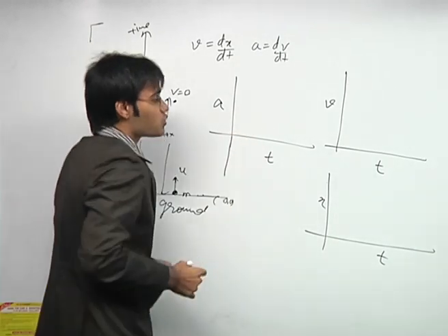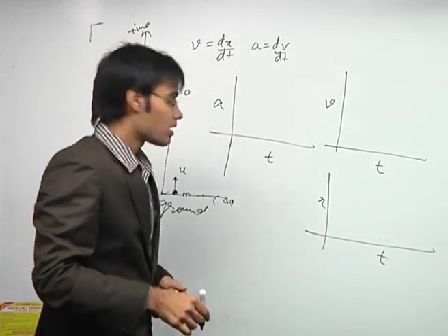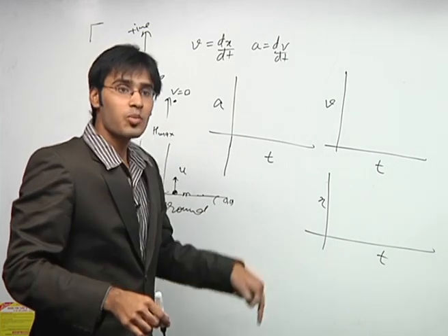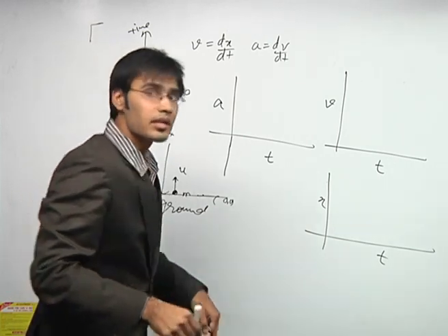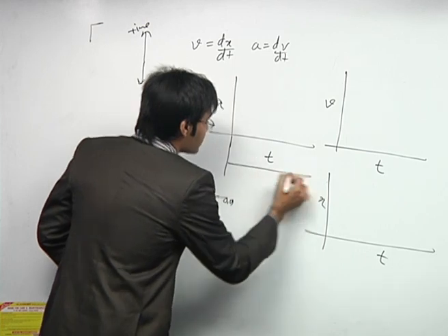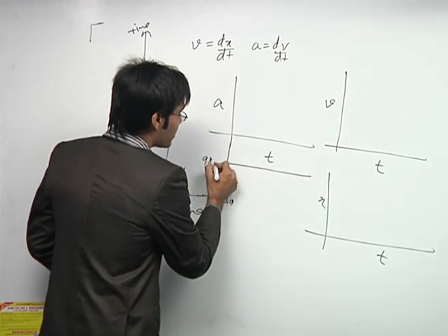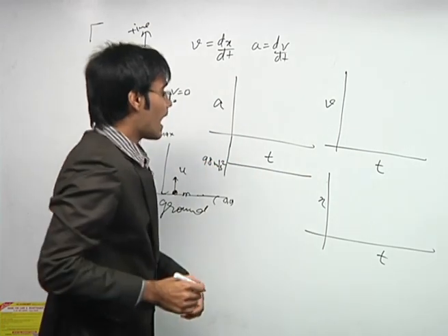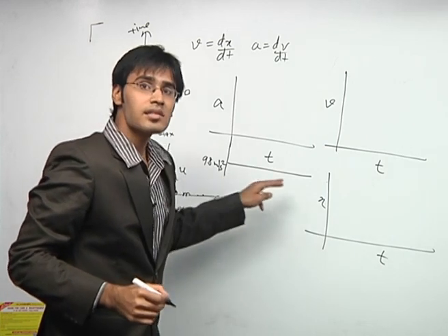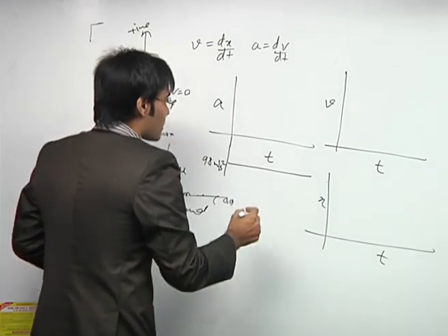And since I am choosing my downward direction to be negative, and over here acceleration is pointing towards the downward direction, therefore it will be something like this. Its magnitude will be 9.8 meter per second square, okay. And as I see, as time passes, this does not change, right.